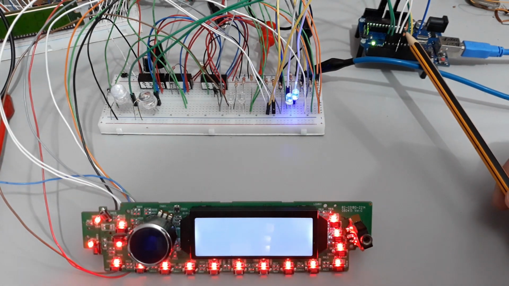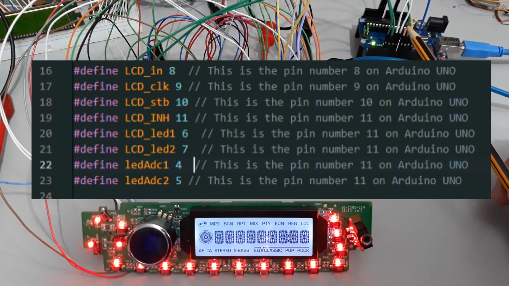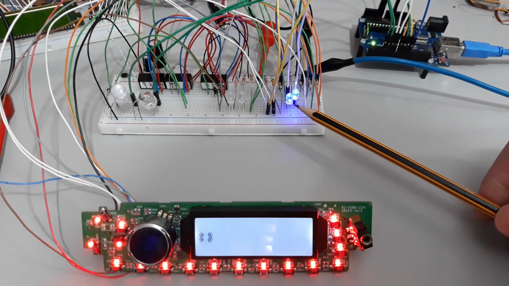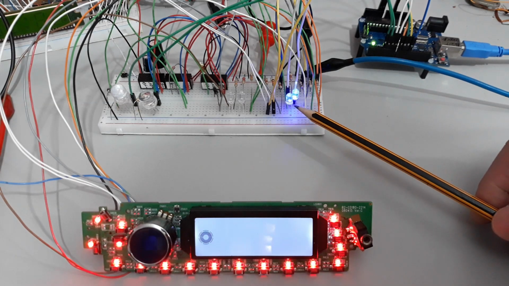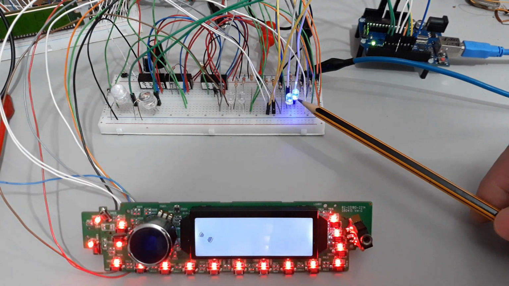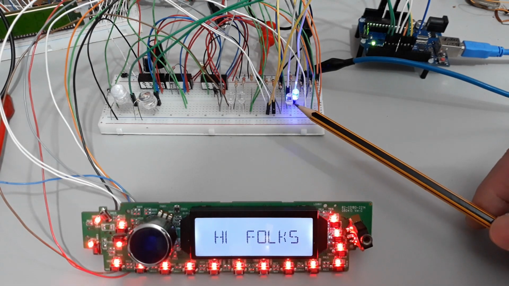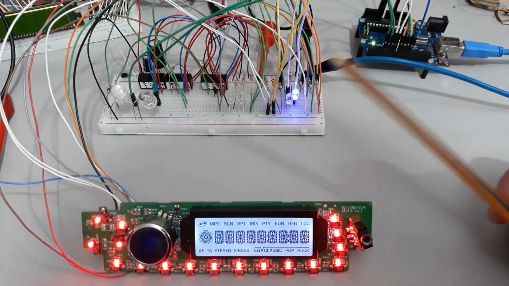Also, I used pins 6 and 7 to control these two LEDs here, and these two LEDs are controlled by the trigger event, and you can see they blink at different times. The interval is the same, but the phase is different.